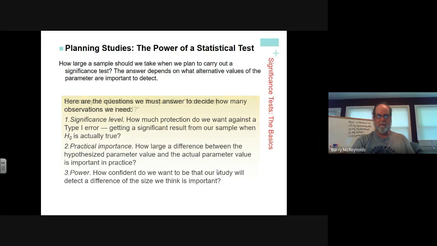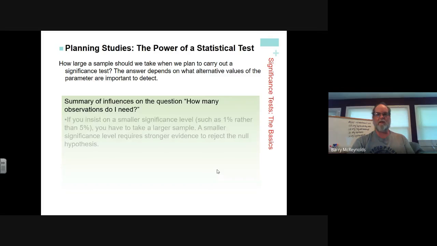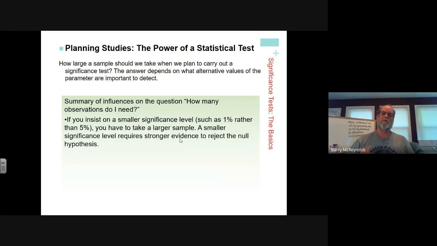And so here's what I want us to talk about, okay? If you insist on a smaller significance level, such as 1% rather than 5%, or 10% in the case of the restaurant owner, you have to take a larger sample. A smaller significance level requires stronger evidence to reject the null hypothesis. And that makes sense. If we want to be more certain that we're not going to draw a false conclusion, then we have to take more samples.